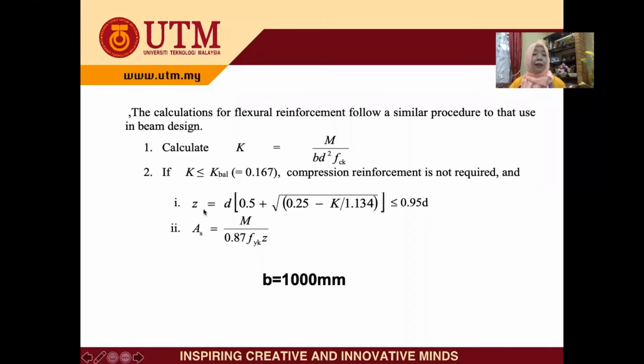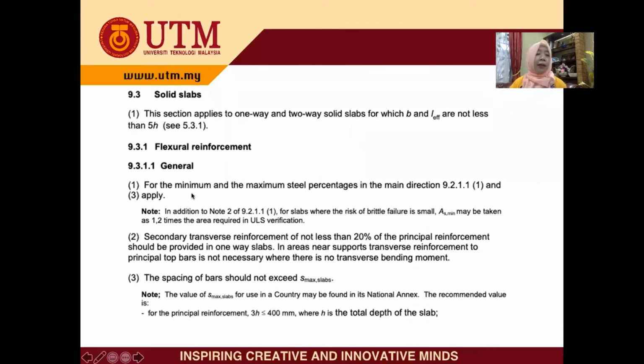So now after that you get the Z. Z must be less than 0.95D, and As is equal to M over 0.87 fyk Z. So this is the formula that we're going to use. Okay, this is related to the solid slab that we obtained in Eurocode.